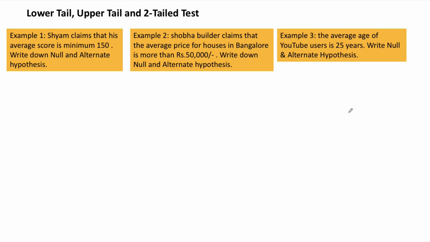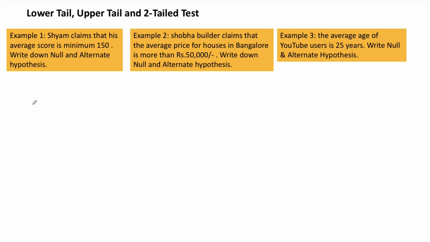two-tail test. And then only accordingly, we can go ahead and find out the rejection region, what will happen, and we can prove or disprove the null hypothesis. Now in this case, I'll take three different examples and I will prove lower tail, upper tail and two tail test. Now in the first example, it is said that Shyam claims that his average score is minimum 150, and in that case we need to write down the null hypothesis and the alternate hypothesis.